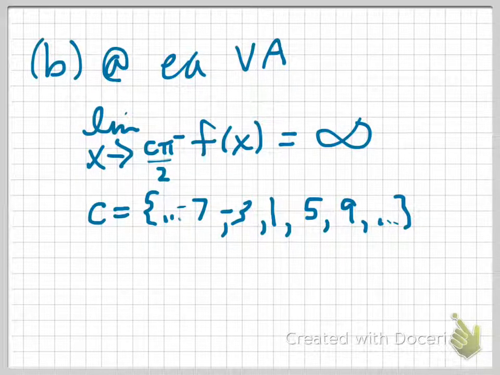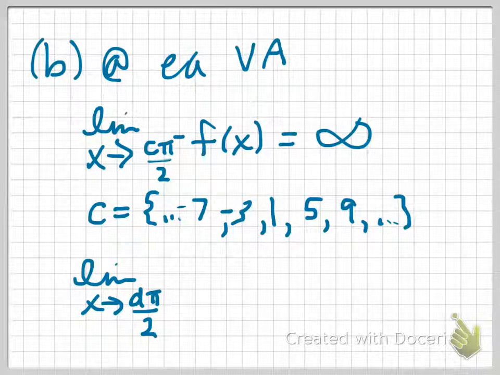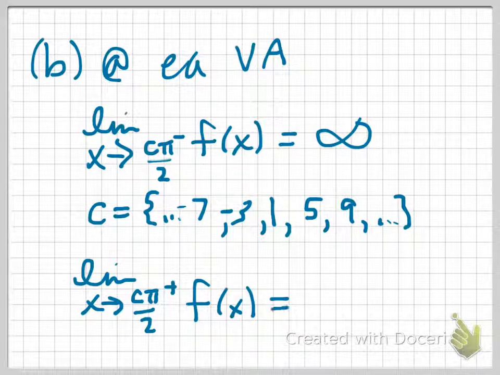Haven't I? Okay. So now I'm going to say the limit as x approaches d pi halves. Oh, wait, we haven't done c yet. My bad. Because we got to do from the right now. C pi halves from the right. Okay? So we're still doing c. So now it's going to be of f of x equals negative infinity. All right? Now, let's let that kind of sit for a second.